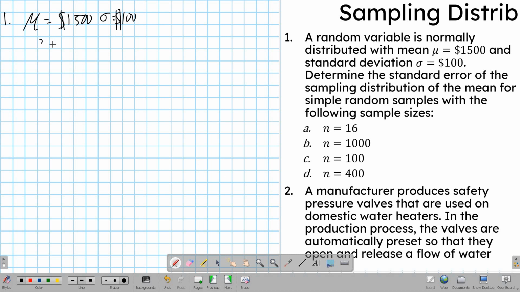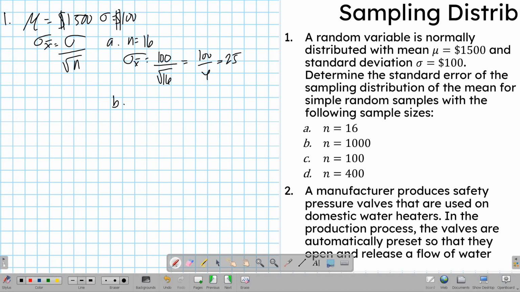Recall that the standard error of the mean is given by the standard deviation divided by the square root of the sample size. So for letter A, we have n equal to 16. Therefore, the standard error would be equal to 100 divided by the square root of 16. Without a calculator, we can easily solve this as 100 over 4, which is 25.